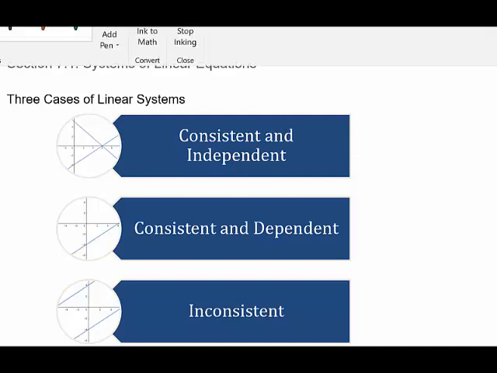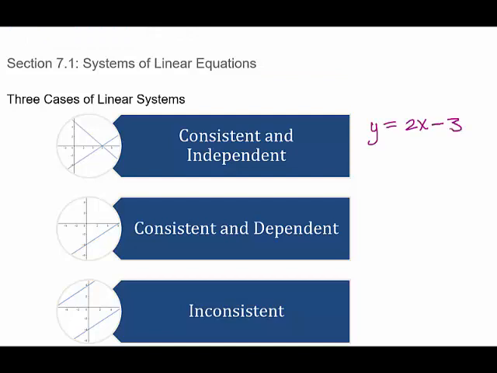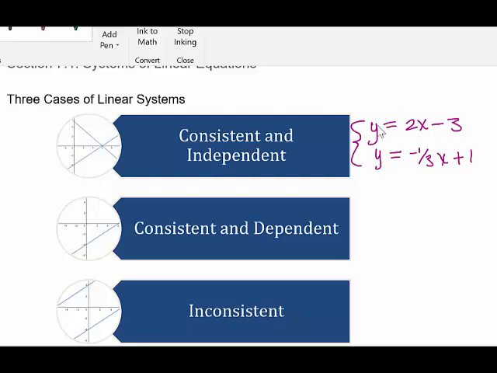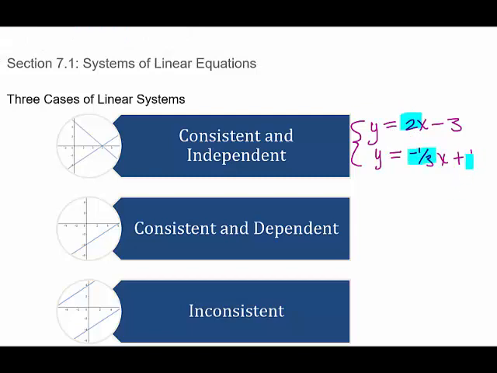So lines that are classified as consistent and independent could look something like this. y equals 2x minus 3, and y equals negative 1/3 x plus 1. Notice that the slopes of these two lines are different, and anytime that happens, the lines are going to intersect in one place.